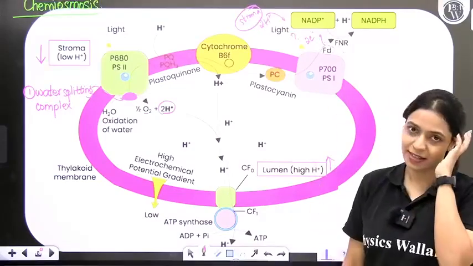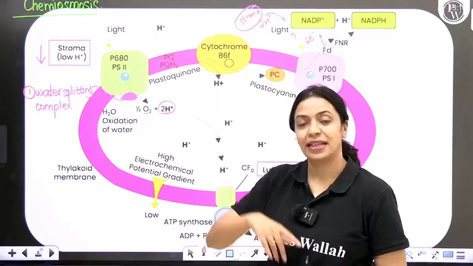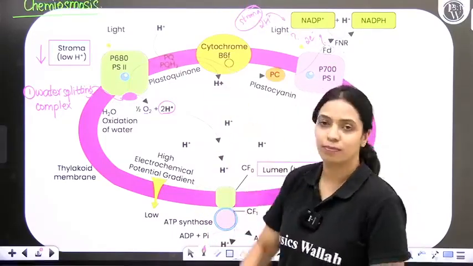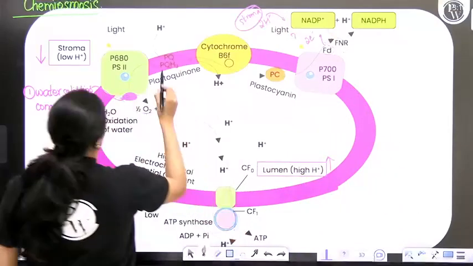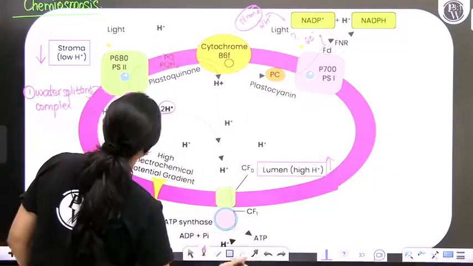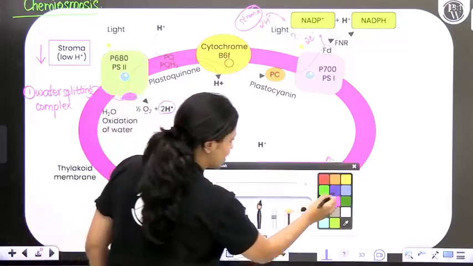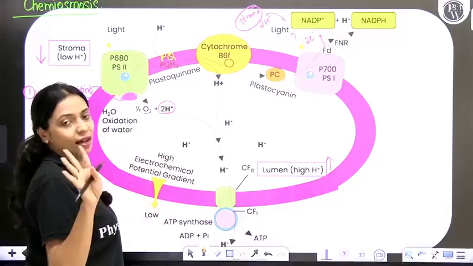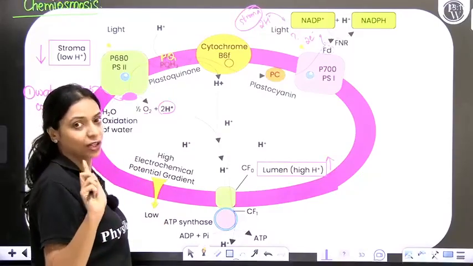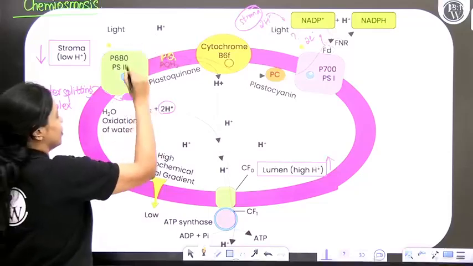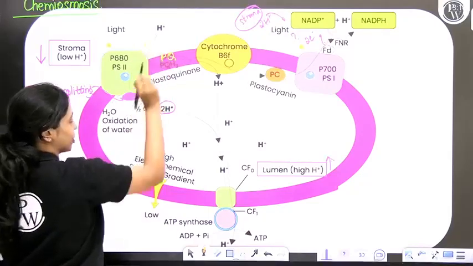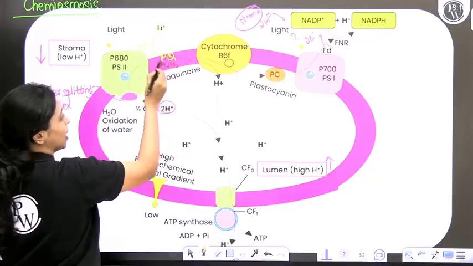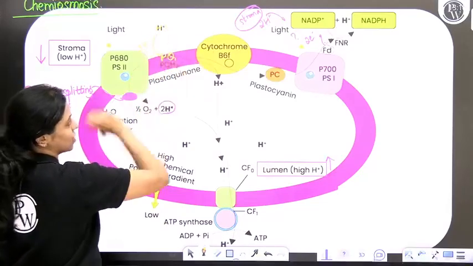The third reason is, whatever protons are present in the stroma are being pumped into the lumen by the cytochrome B6F complex. Remember I told you, this plastoquinone that we have here is a hydrogen carrier. It acts as an electron carrier as well. From pheophytin, it will accept the electrons. From the stroma, it will pick up the protons. It will donate the electrons, passing them on to the cytochrome B6F complex.